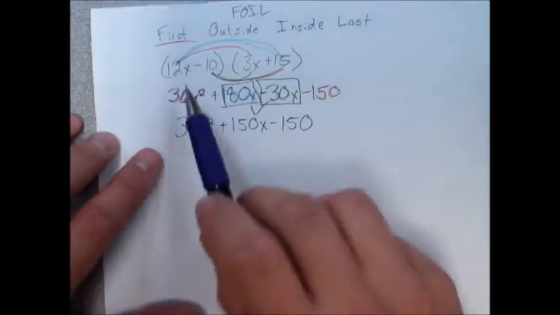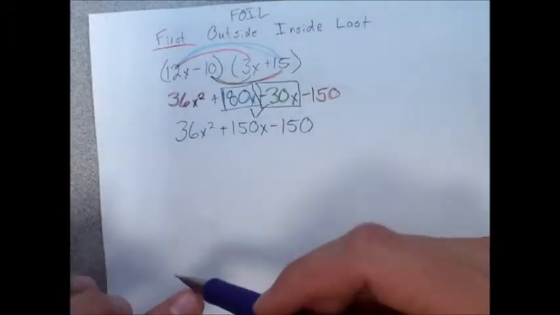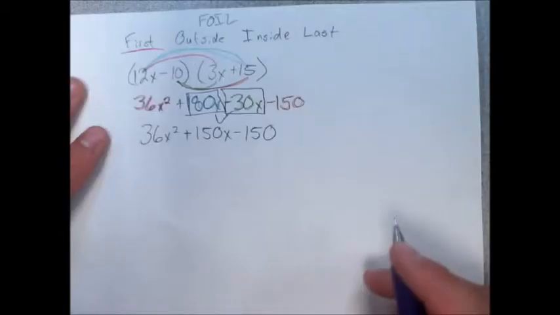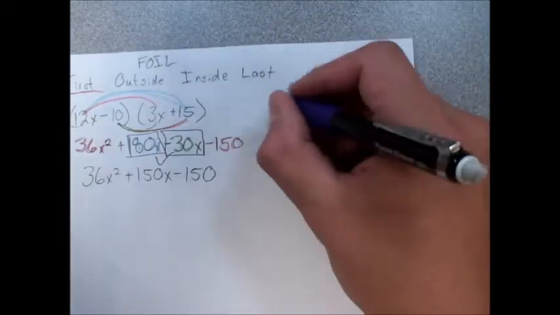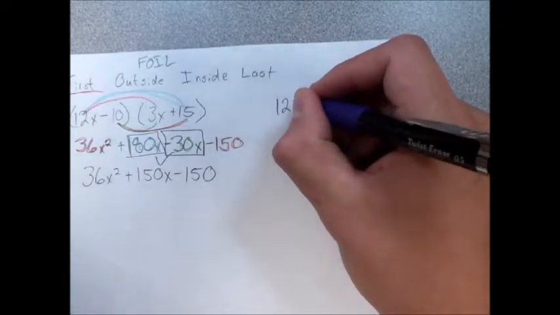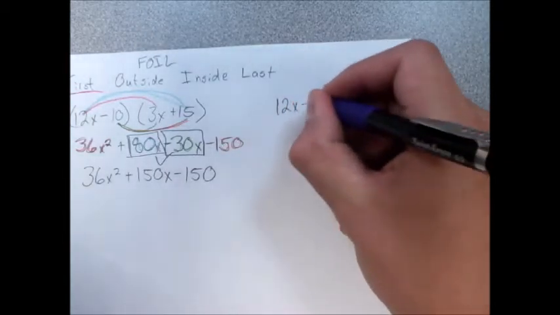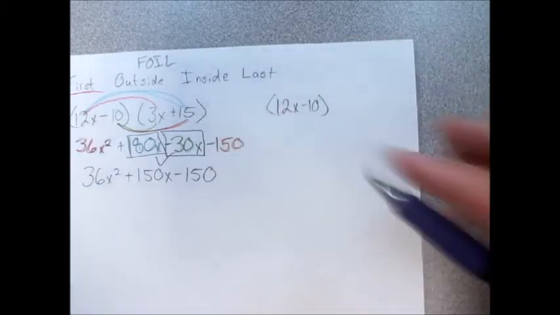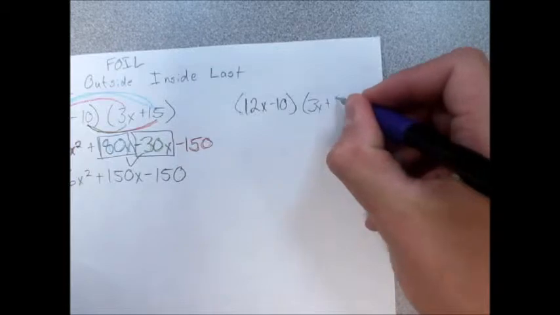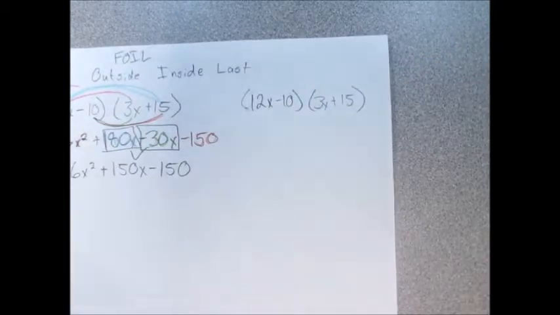So that's all I did was FOIL, and then I combined like terms. There is a shorter way to do this, and I'll show you that if you would like to adopt that method, you absolutely can. So 12x minus 10, and then we have 3x plus 15. So I'm just showing you another way that I like to do this.